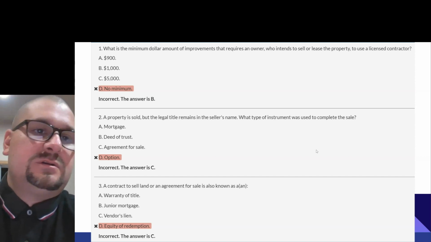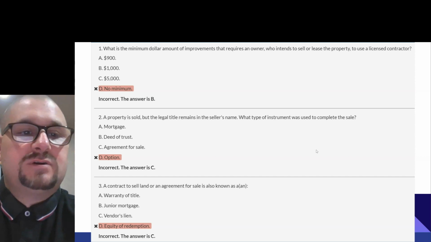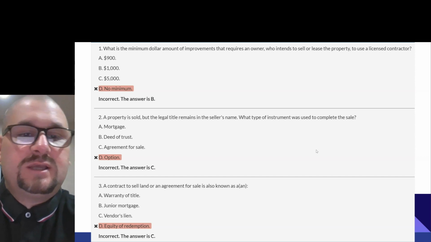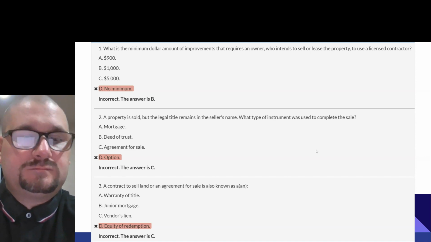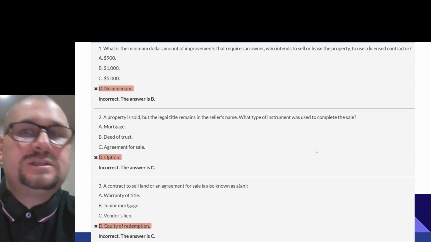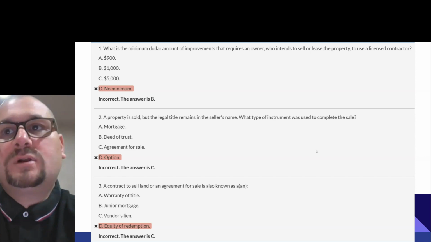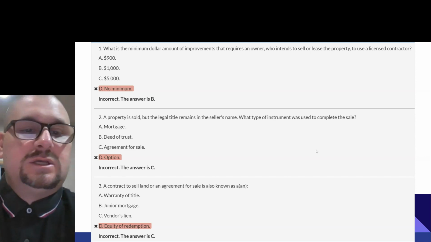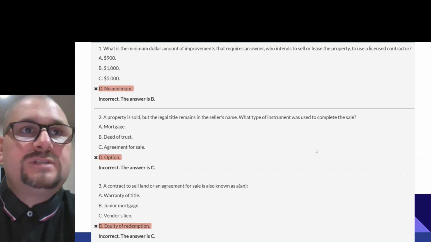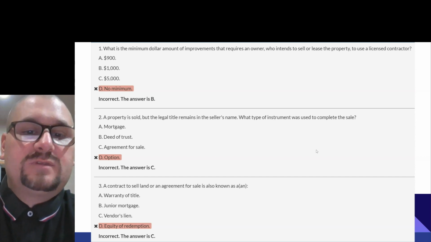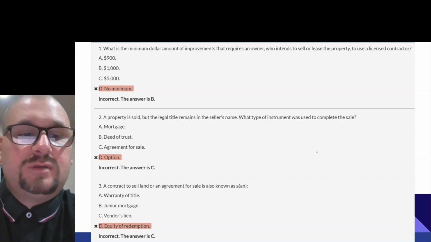Agreement for sale. So is it a mortgage? No. Deed of trust? No. Option? No. A contract to sell land, or an agreement for sale, is known as a... Charlie, vendor's lien. So vendor, right? The vendor sells. That would be a contract to sell land called a vendor's lien. A vendor's lien is a contract to sell land, or an agreement for sale is also known as a vendor's lien.